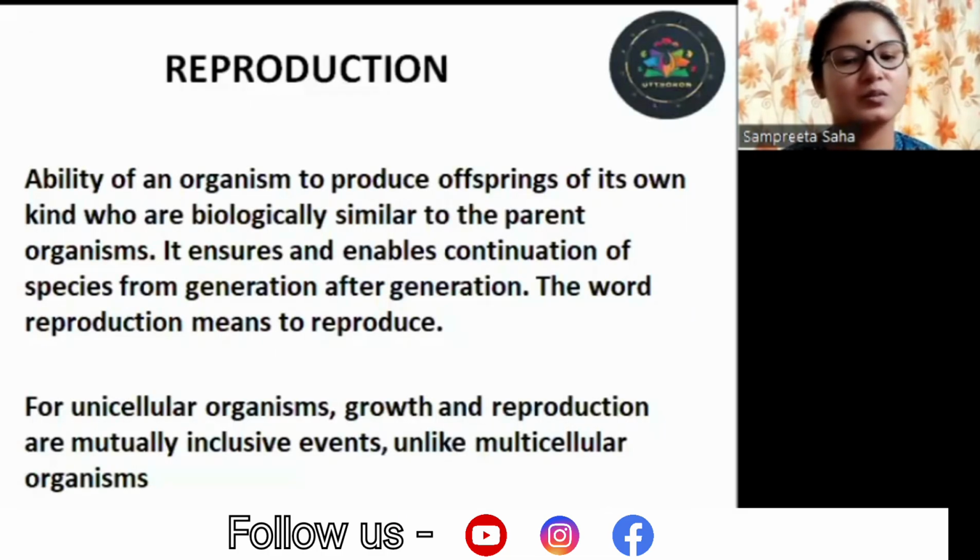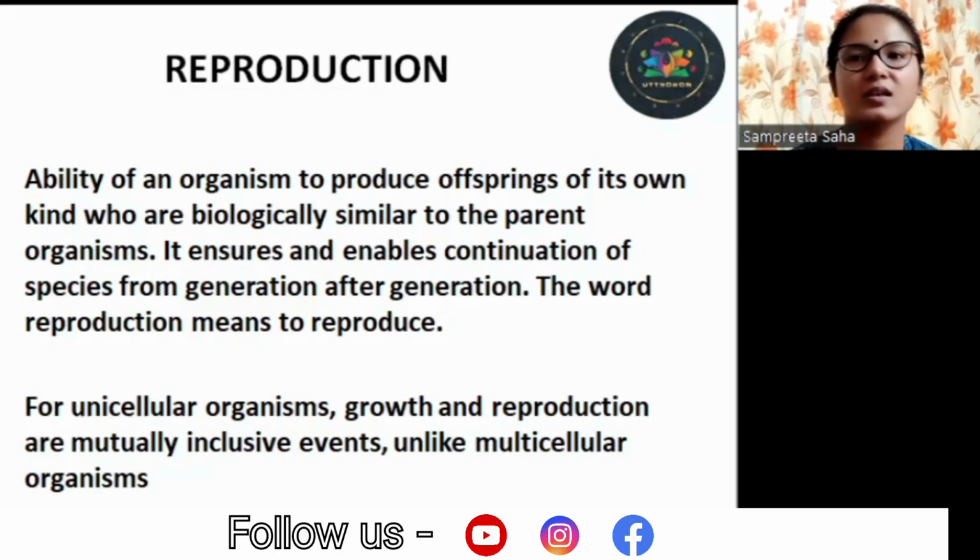Now, what do you understand by the word reproduction? It is the ability of an organism to produce offsprings of its own kind who are biologically similar to the parent organisms. So, by the process of reproduction, one generation produces the next generation, and the offsprings are biologically, genetically similar to the parent organism. The word reproduction means to reproduce. Now, in the previous lectures, I have said something about the defining characteristics. So, reproduction is a defining character of living beings.